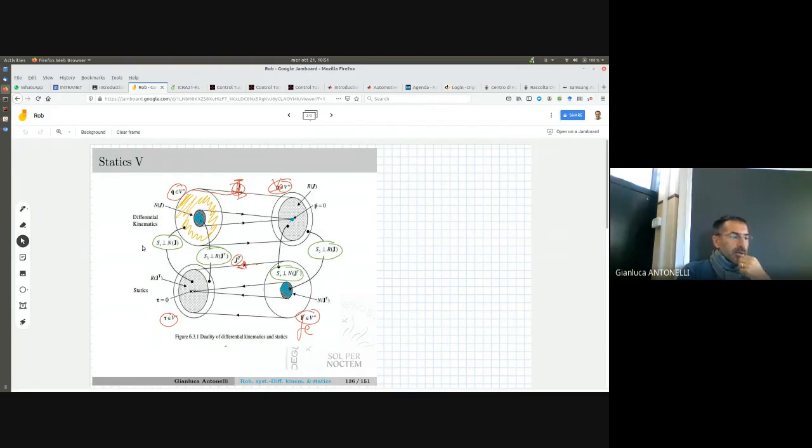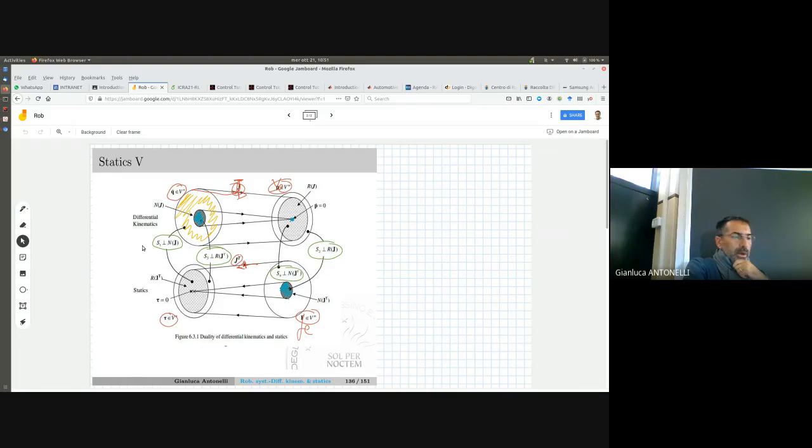Okay, this is something that I wanted to stress. The point is that the image of the Jacobian is related to the null space of the transpose of the Jacobian because they are orthogonal to each other. Okay.